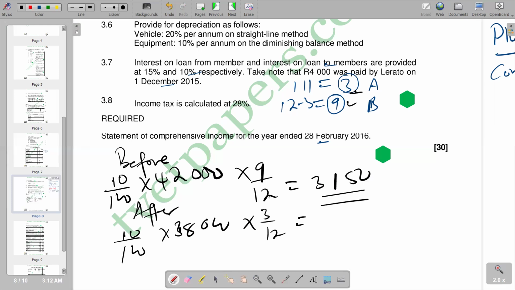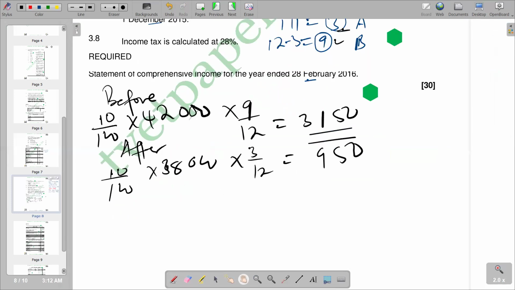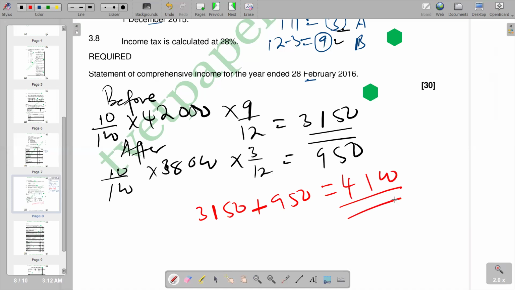So here we are going to get to 950. So it means the answer that we get there is 950. Then for the total interest, we are now seeing 3,150, which is before, plus after 950. Then we get the total interest, which is 3,150 plus 950, and then you are going to get your answer as 4,100. So 4,100 is the amount of interest that was supposed to be received for the period.